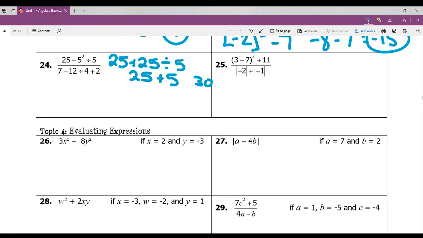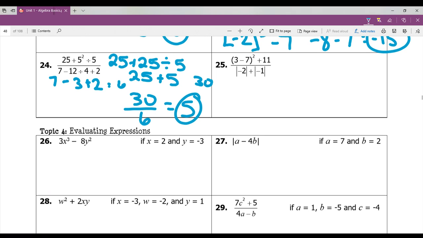On the bottom, it looks like we have a division in the middle. So 7 subtract 12 divide 4 is 3 plus 2. And we can go down the line here. 7 subtract 3 is 4. 4 plus 2 is 6. So everything here simplifies. We get 30 on top, 6 on the bottom. That's going to turn into 5. Right? And then let's go do the next one.